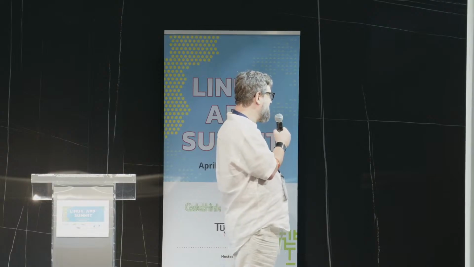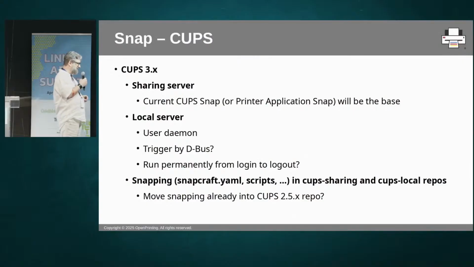This will probably directly be derived from the current cups snap, because our current cups daemon is a system daemon sharing printers, and so it is probably the easiest way for the sharing server cups snap to use the current one and continue it as the sharing server one.